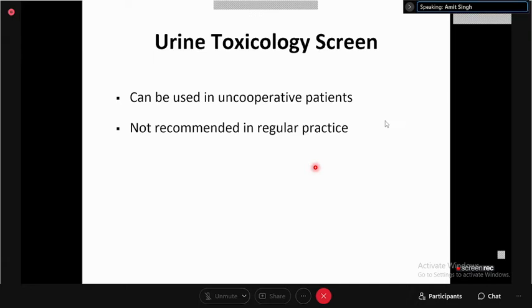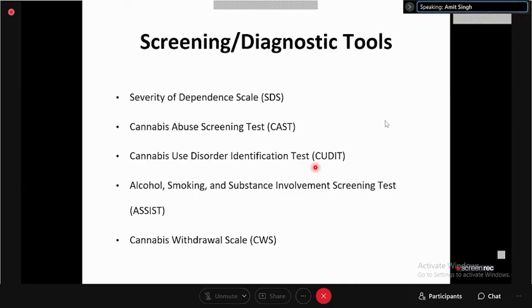Now coming to the urine toxicology screen, urine toxicology can be used in an uncooperative patient. A person who is using cannabis may have their urine testing positive even for 3 or 4 weeks after stopping cannabis use, because the THC gets released slowly from their lipid stores and is detectable till late in users of cannabis. However, the urine toxicology is not recommended in regular practice, and one should better go with the patient's version of their substance use.